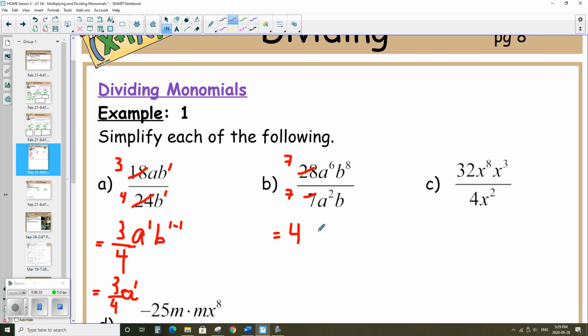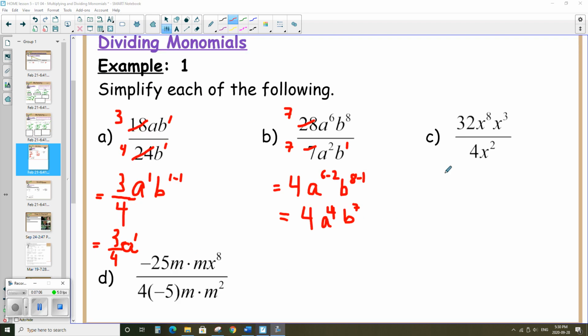And then I'm subtracting the exponents on the a's. So 6 subtract 2. And then the b's are going to be 8 subtract 1. Don't forget, if there's no exponent on a letter, the exponent is just 1. And the final answer will be 4a, 6 minus 2 is 4, and then b to the exponent of 7. This is a 4. It's a little bit hard to see. There we go.